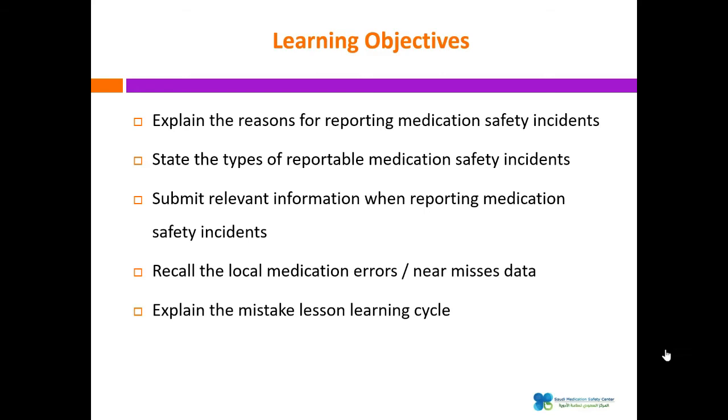So, my learning objectives for today are to discuss the reasons for reporting medication safety incidents, to talk about the types of reportable medication safety incidents that we would like you to tell us about. I'm going to tell you what information we need so that we can action anything that needs to be done after a medication safety incident. Then we'll talk about some of the medication errors and near misses that have occurred in our organization, and then we'll go through the mistake lesson learning cycle.